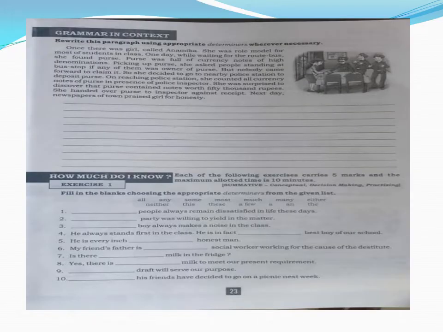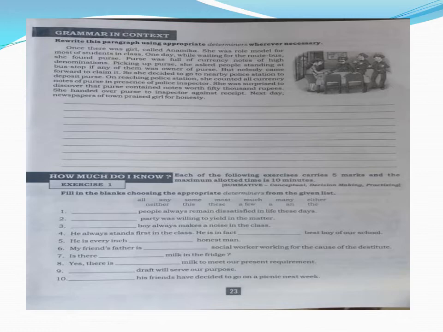Okay children, see here on page number 23, the first exercise is given. Above the first exercise, there is one practice exercise also given. There is one paragraph. Rewrite this paragraph using appropriate determiners wherever necessary. In this paragraph, determiners are missing, so we have to write determiners wherever it is required, wherever it is necessary.